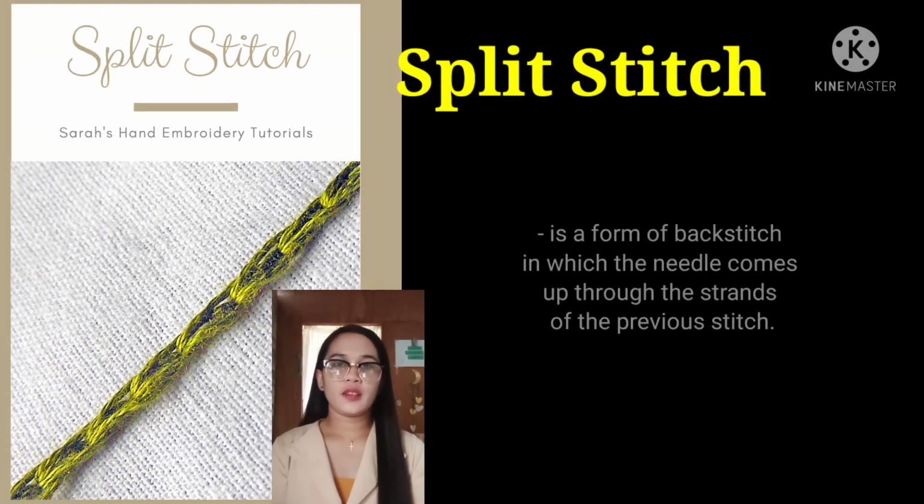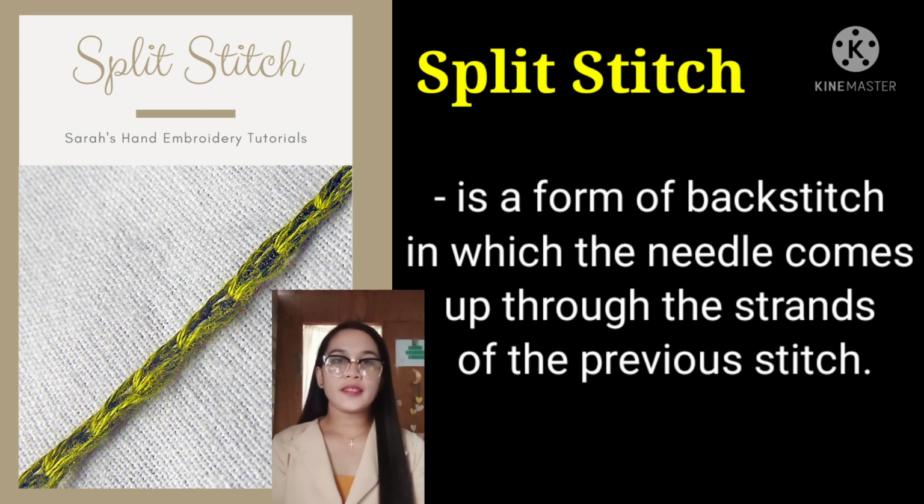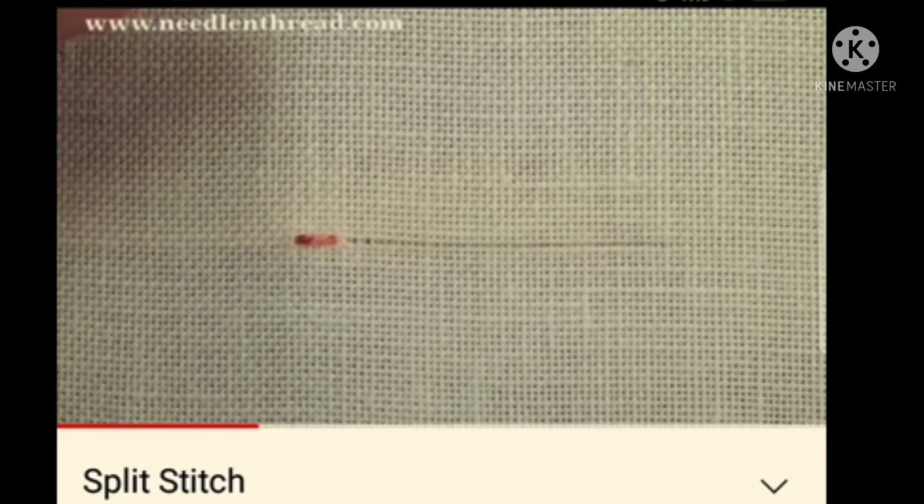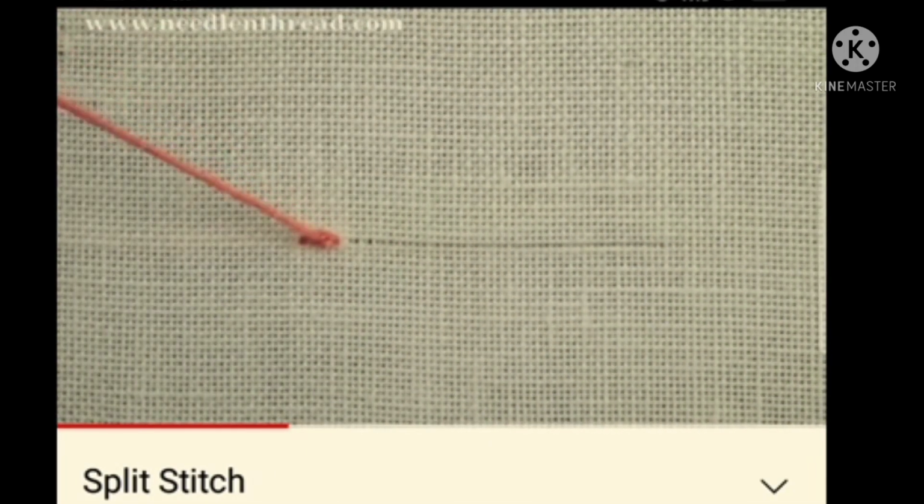Split stitch is a form of back stitch in which the needle comes up through the strands of the previous stitch. Here's an example of a video tutorial on how to do the split stitch.